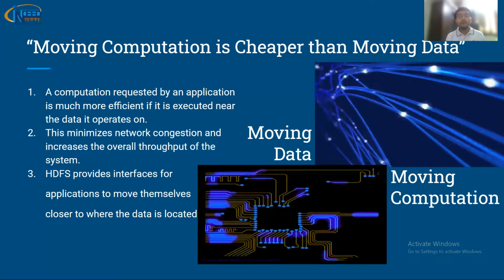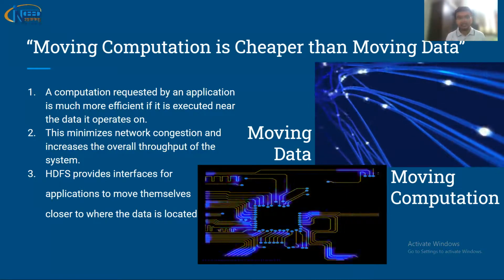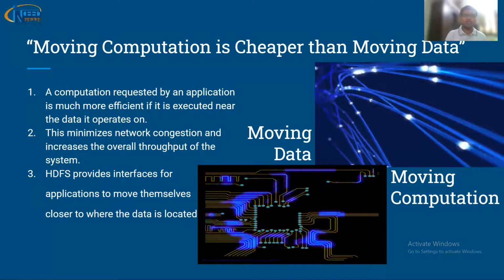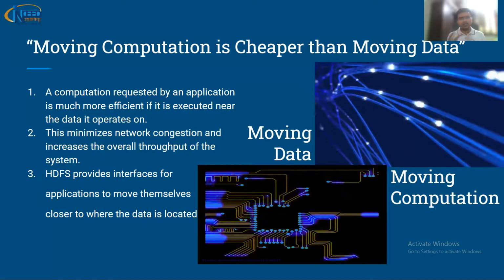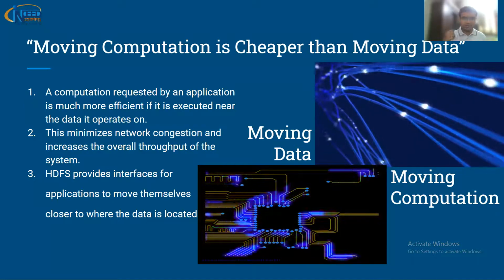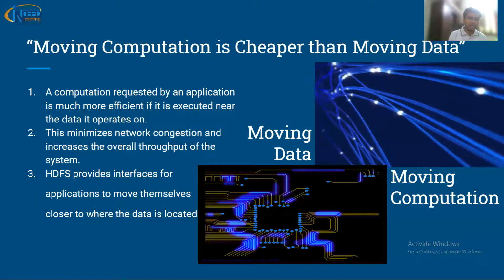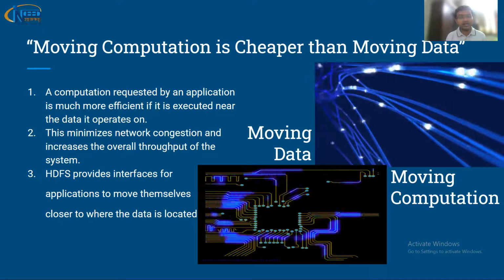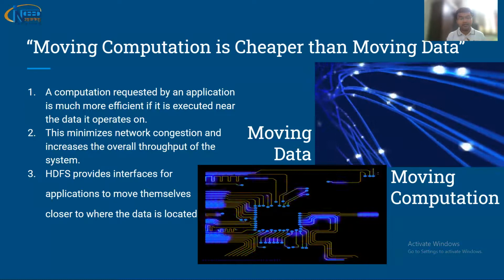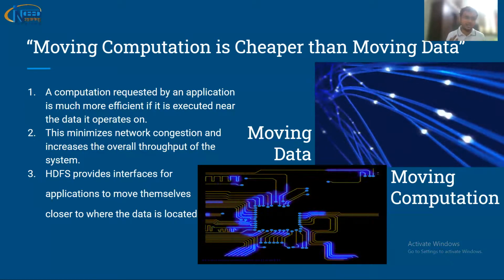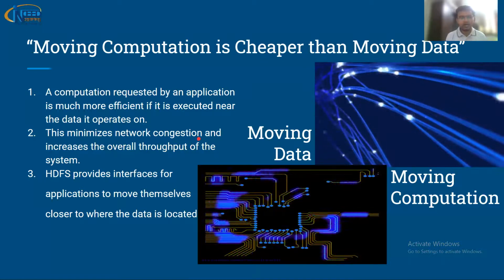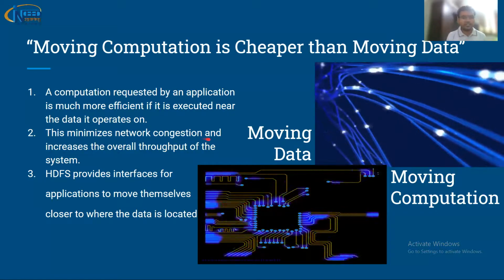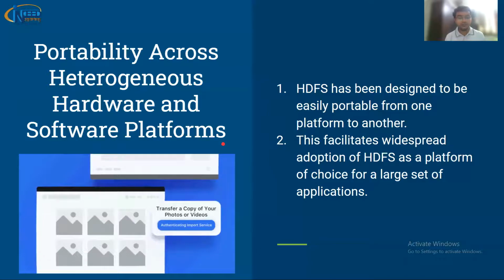So whenever there is some task running, it prefers local computation. It does not prefer that data should move from one CPU to another all the time. It will always try to execute locally, so that it saves IO operations, minimizes network congestion, and increases the overall throughput. So this is another feature, or aim, with which SDFS has been created.